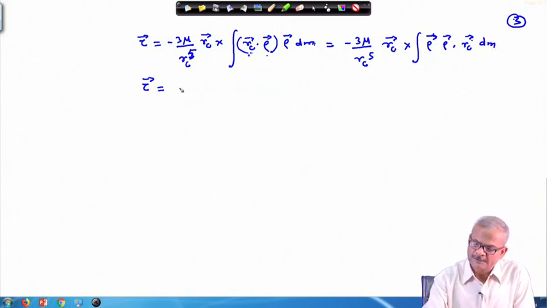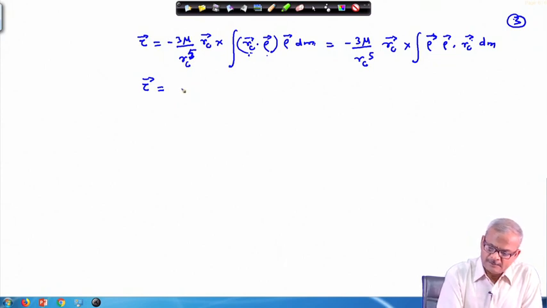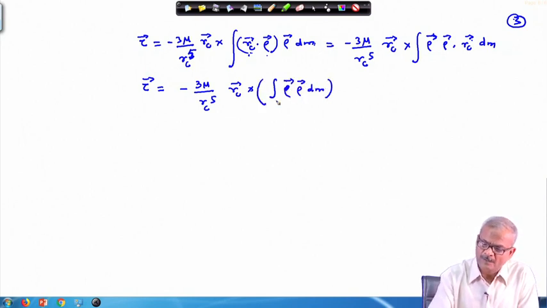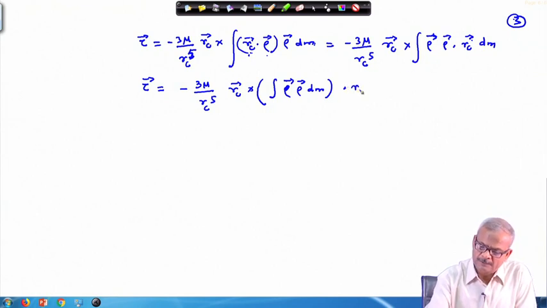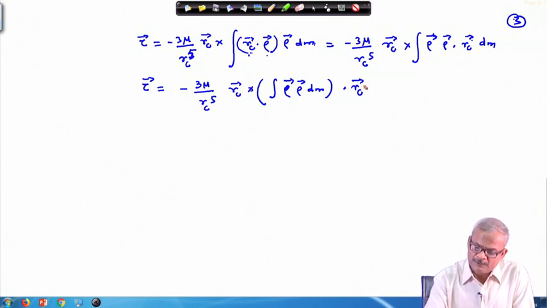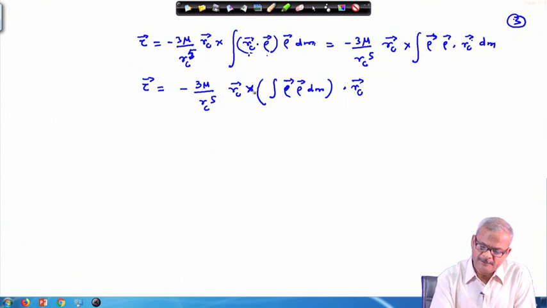and therefore, this can be simplified. So, we write this as 3 mu by Rc^5, rho dm, and dot Rc, because this Rc is not dependent on the integration. So, if it is not depending on the integration, it can be written outside.